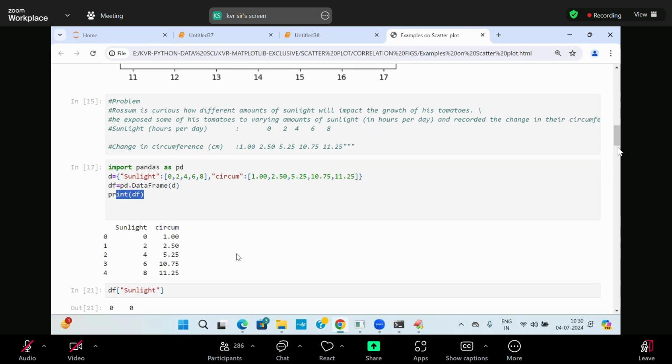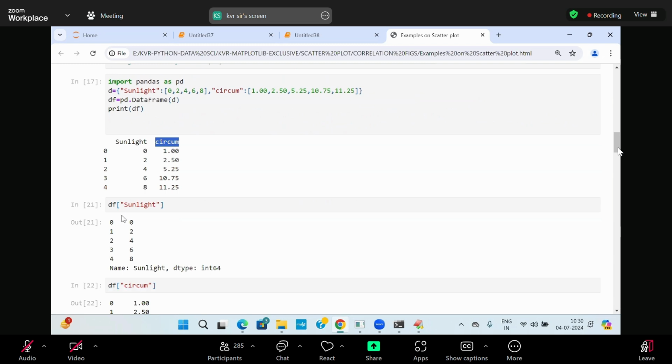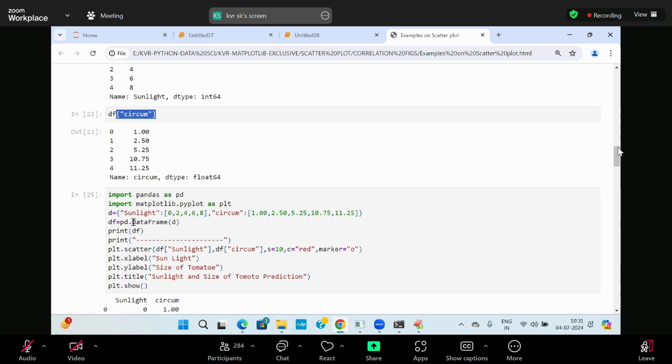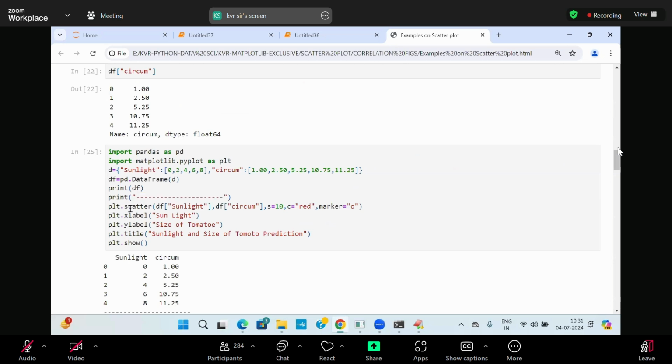Look here: sunlight, and then what? Circumference. How do you take sunlight? DF of sunlight. Next, how do you take circumference? DF of circumference. Now what am I writing? Data frame, done. And going to plt.scatter, df of sunlight, df of circumference.